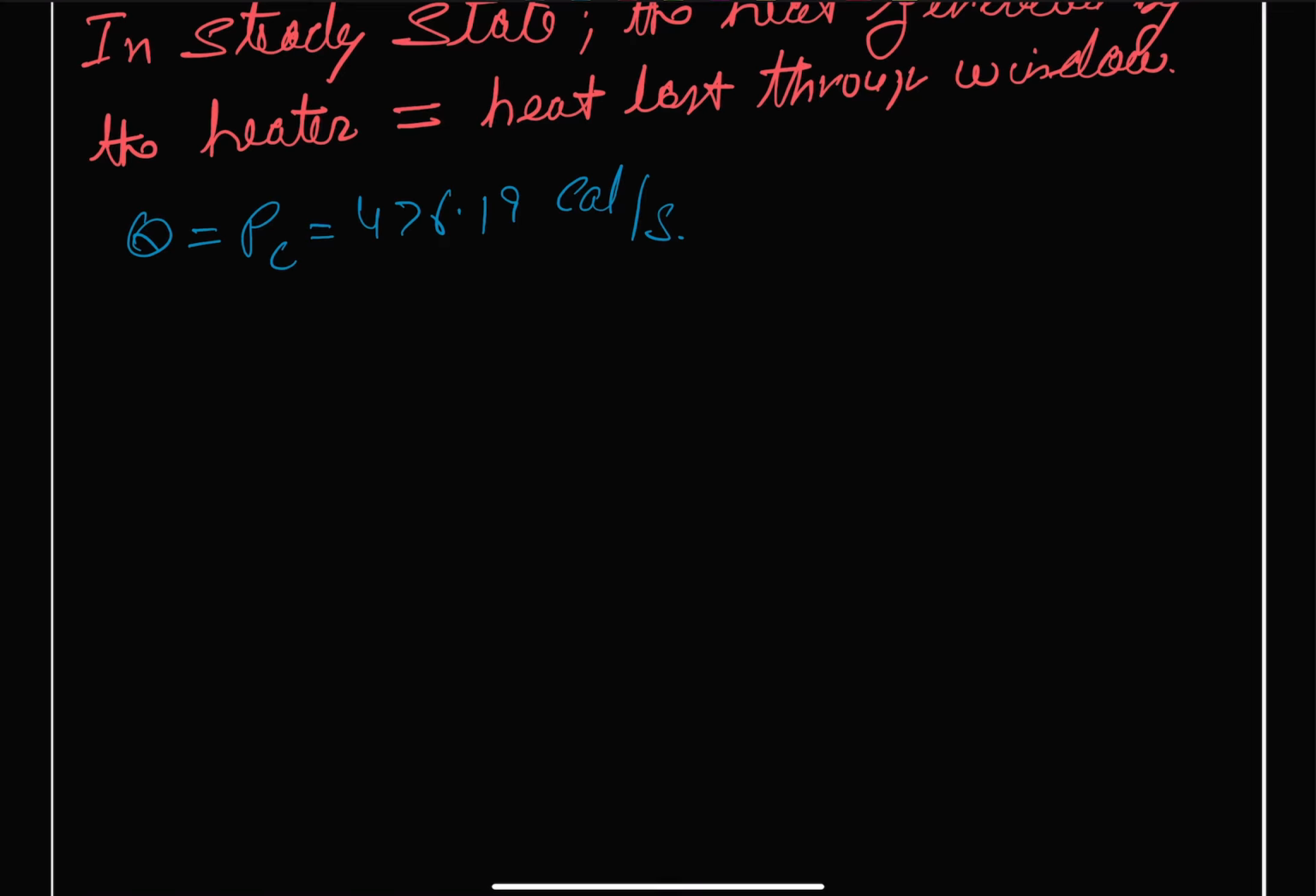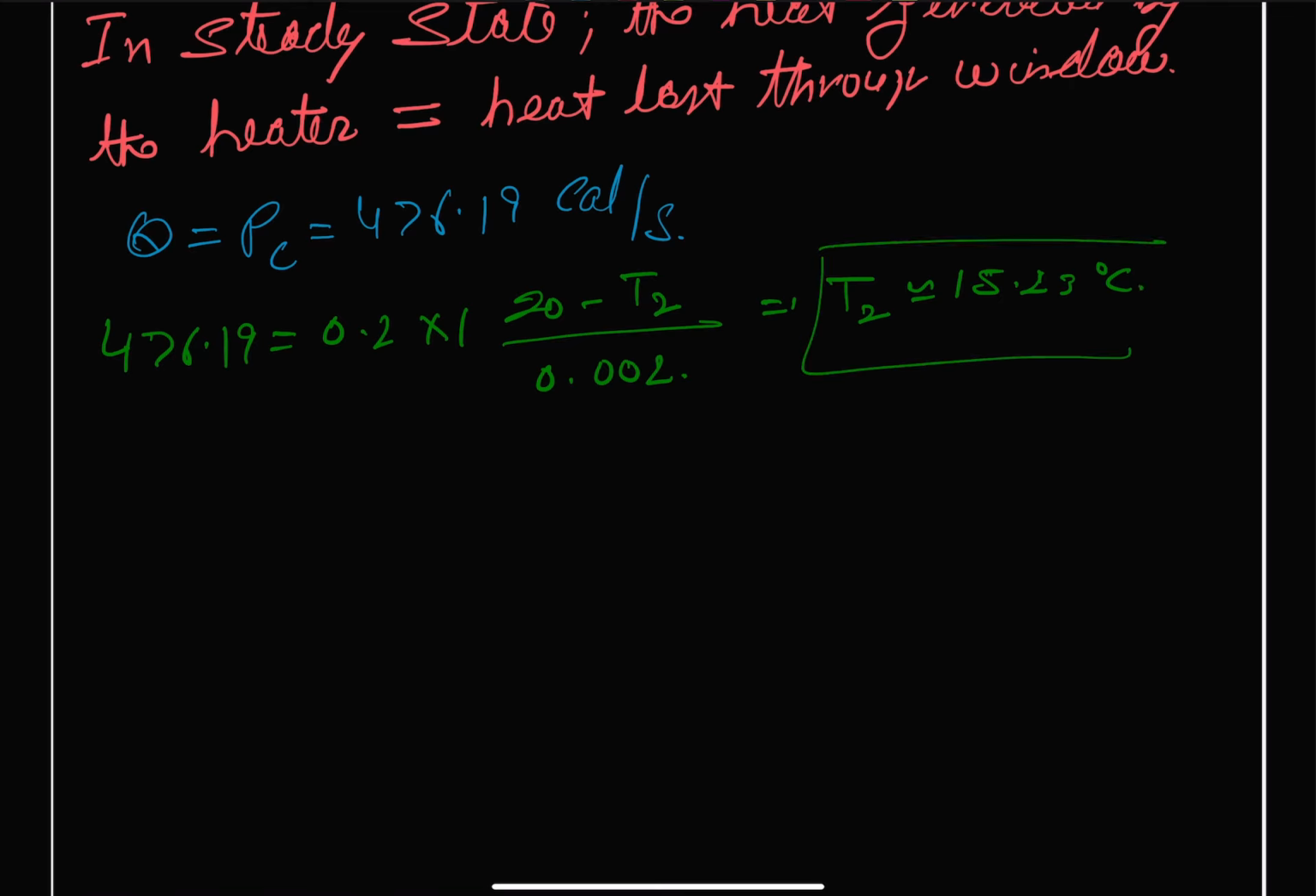So we get 476.19 is equal to 0.2 into 1 into (20 minus T2) divided by 0.002. Okay. This is now simple calculation. So if we solve this, we are going to get T2 approximately equal to 15.23 degree centigrade. Next question.